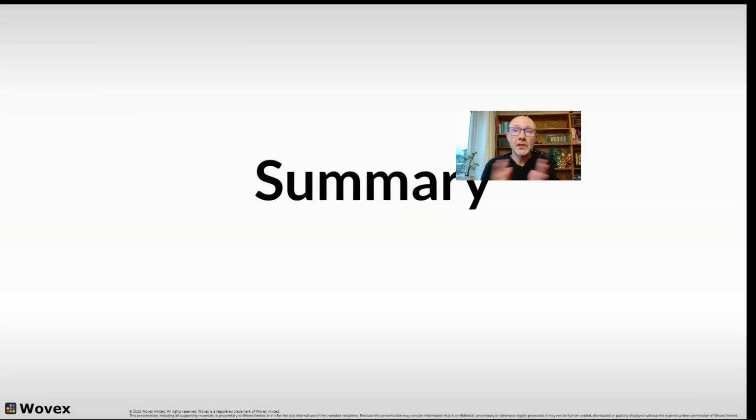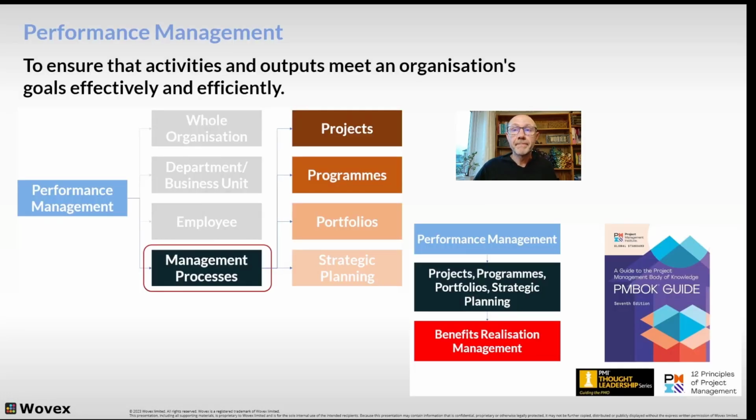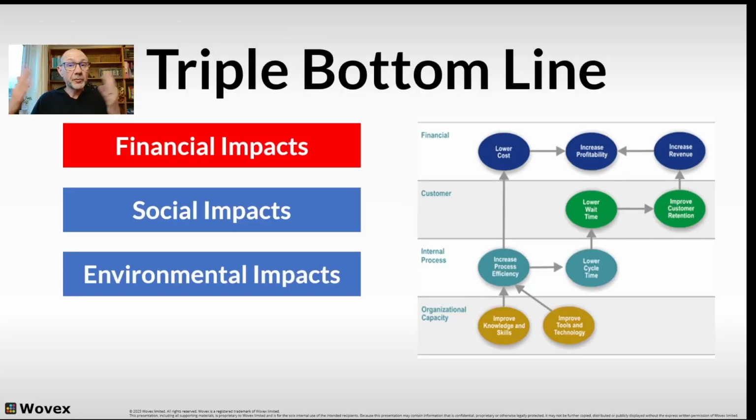Now, we've been through quite a lot, so let's just summarize some of the key points. Here we went through how this is part of performance management, with a focus on management processes and specific ones. And then we looked at why benefits realisation is part of global standards for programs, portfolios, projects and planning. We looked at the triple bottom line, where you might be very good at looking at the financial impacts of what you do, but there's more in terms of social, environmental and others that, by focusing in, you can deliver more financial benefit as well.